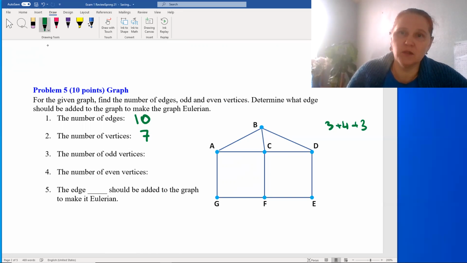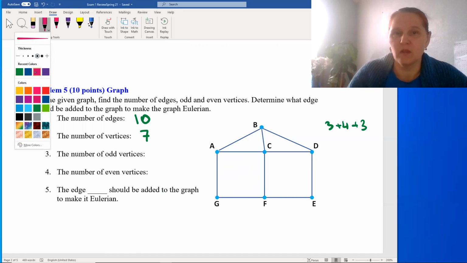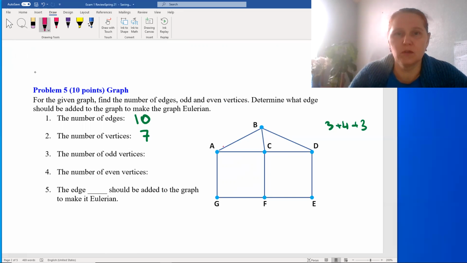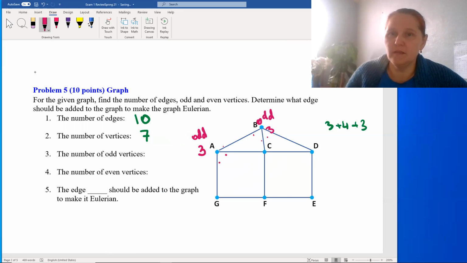For this purpose, we need to find the degree of every vertex. So A has 3 lines connected to it, 1, 2, and 3. So the degree is 3. 3 is an odd number. B has also 3 lines, 1, 2, and 3. So the degree is 3, and it is an odd number. D, the same thing, 3 lines, the degree is 3, it is an odd vertex.